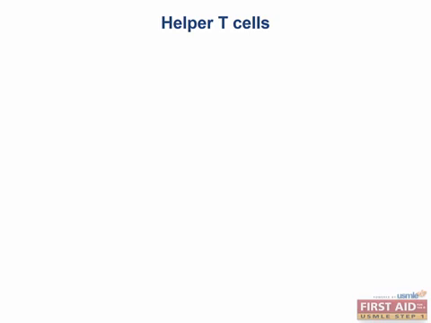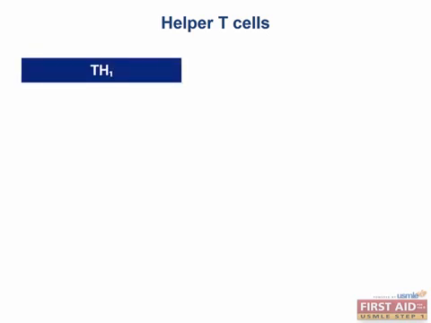So just to reiterate some of the principles from the last slide, let's discuss helper T cells again. CD4 T cells may either differentiate into Th1 cells, Th2 cells, or Treg cells. Th1 cells and Th2 cells are more important for your exam purposes, however.